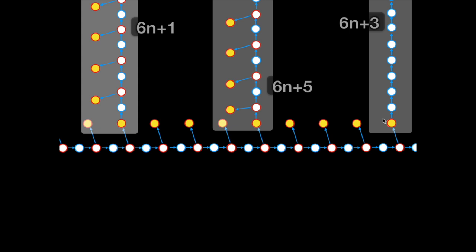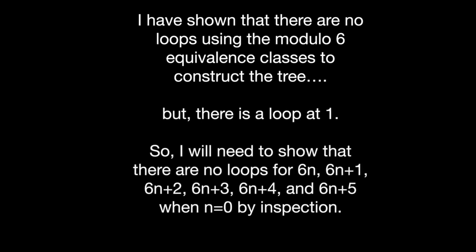So essentially, I've shown that there are no loops using modulo 6 equivalence classes to construct the tree, but there is a loop at 1. So I will need to show that there are no loops for 6n, 6n plus 1, 6n plus 2, 6n plus 3, 6n plus 4, and 6n plus 5 when n equals 0. I'm going to do this by inspection.